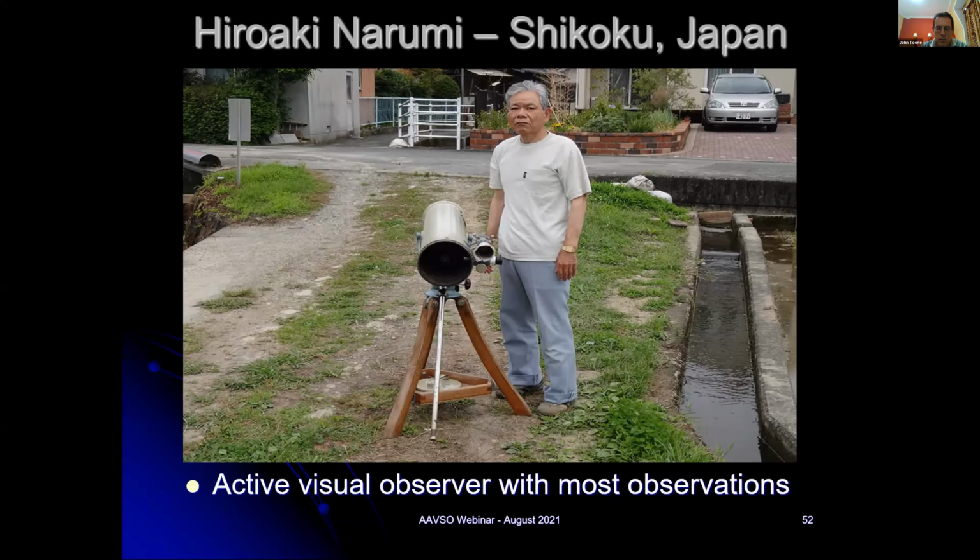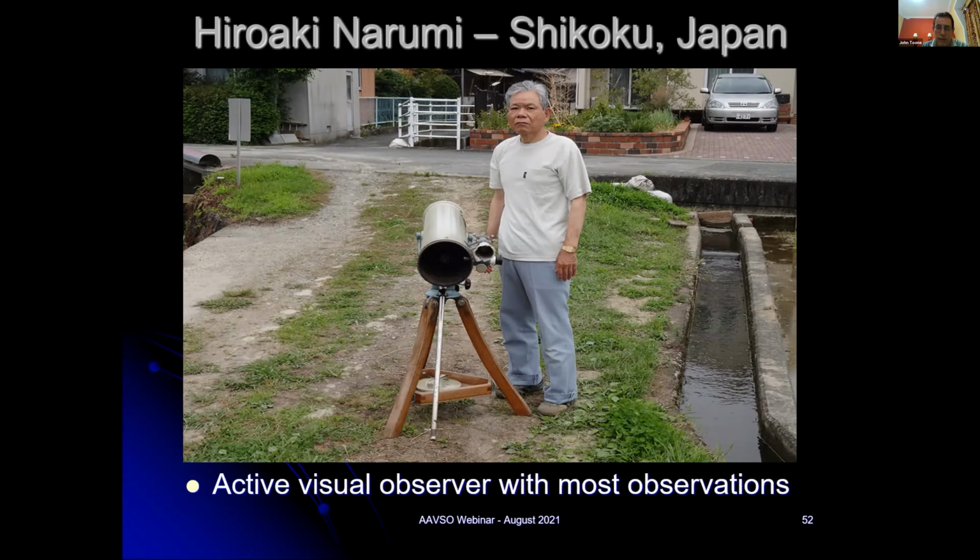He uses the instrument shown on this photo here. He carries that instrument to a nearby rice field, and he does his observations there with this instrument and 7x50 binoculars. And he's quite reclusive. I've not been able to contact him. He's not online. He reports his observations to the Variable Star Observers League of Japan on paper.